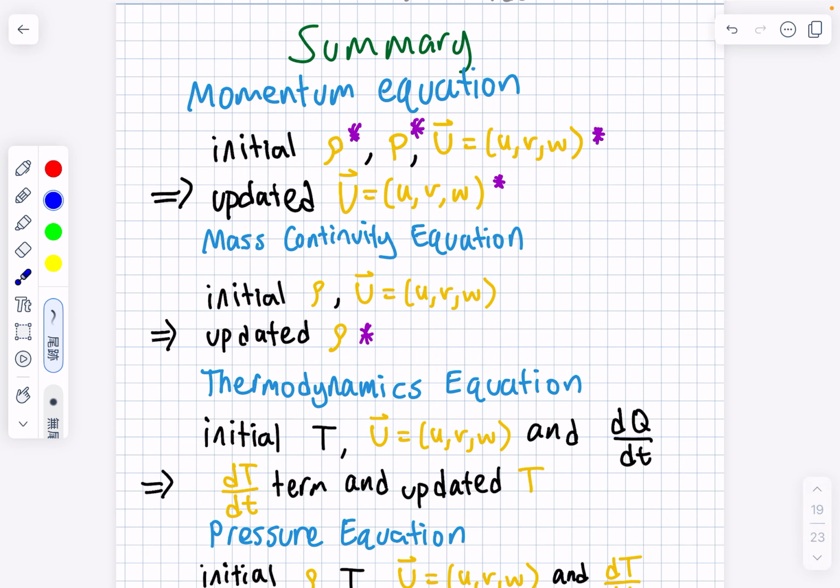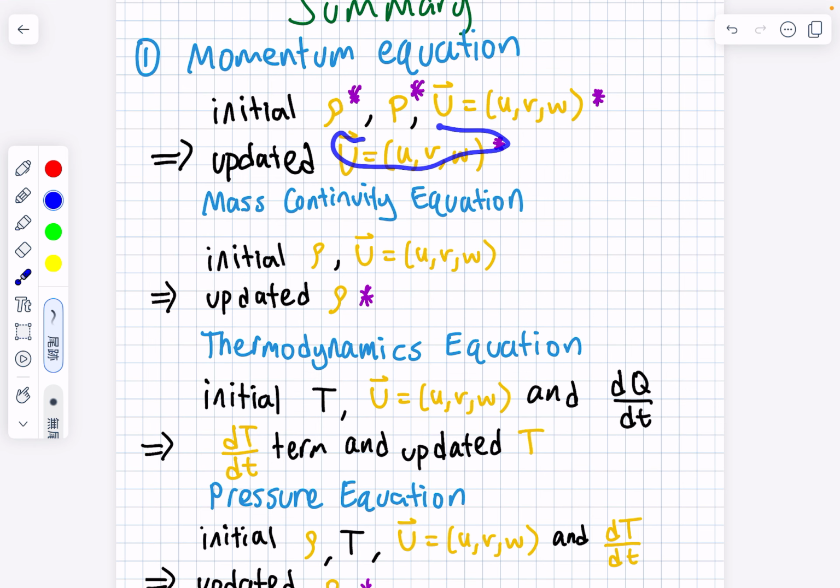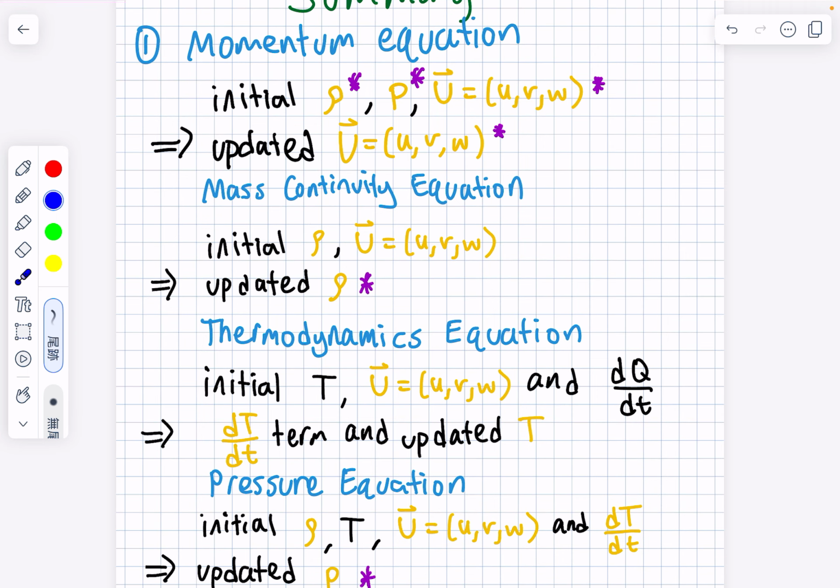So to recap, we first start with the momentum equation. So number one, we use the momentum equation, and we need the initial density, pressure, and velocity. And that equation will update only velocity for us. The star means what we need to update, and this is updated almost immediately. Then number two, the mass continuity equation is solved given the initial density and velocity to update pressure. So we've just completed this; what we need to update, that's what the stars mean.